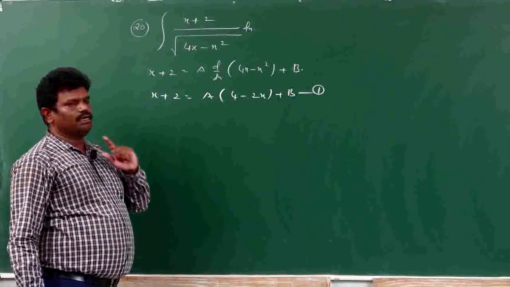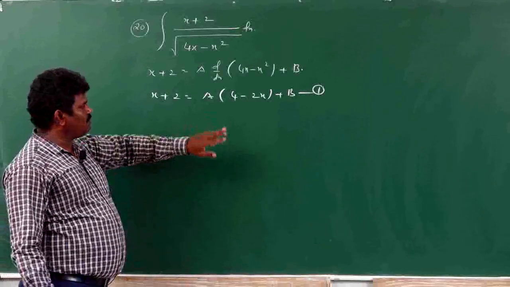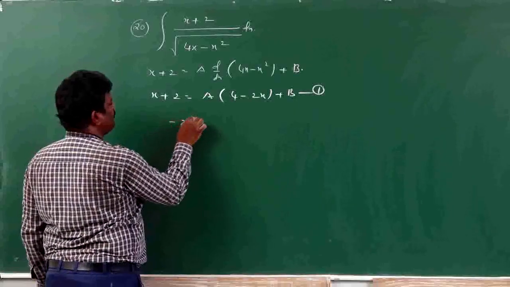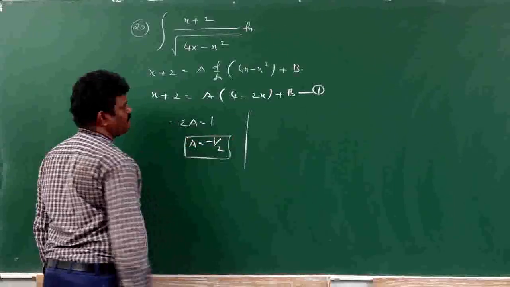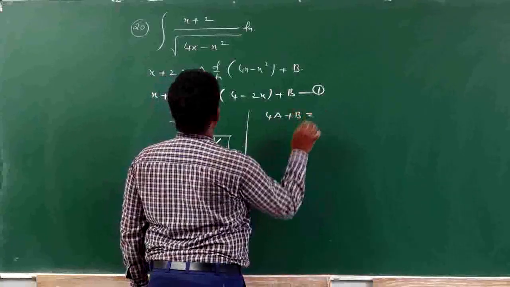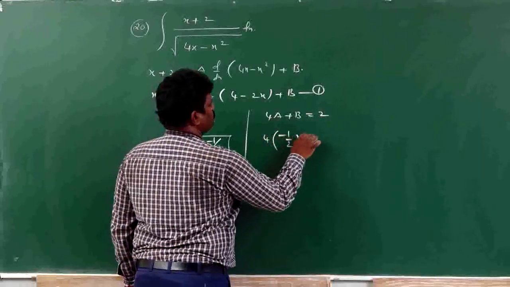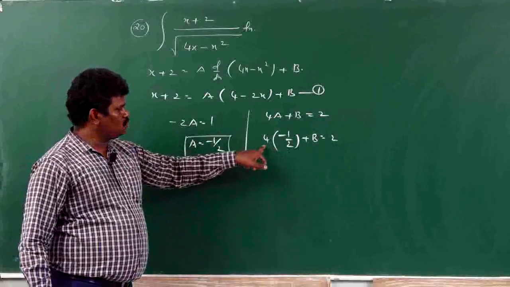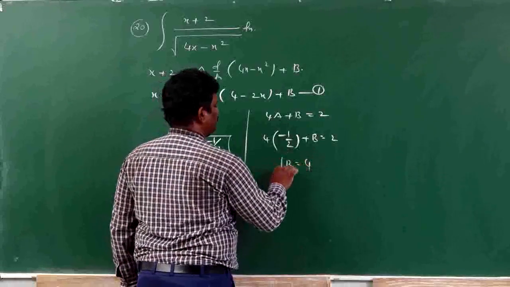Now to find a and b, we compare the coefficients of x and the constant value on both sides. Coefficient of x means minus 2a is equal to 1, so a is equal to minus 1 by 2. Constant value means 4a plus b is equal to 2. Then 4 into minus 1 by 2 plus b is equal to 2, minus 2 plus b is 2, taking it to the other side, b is equal to 4. Okay?